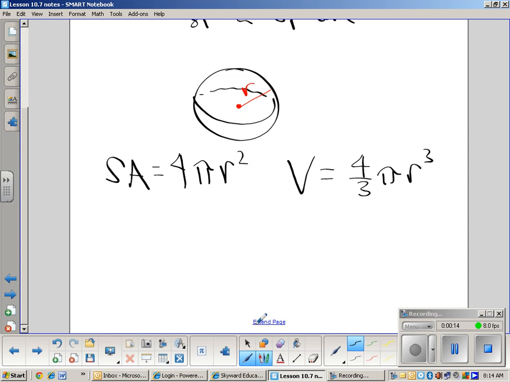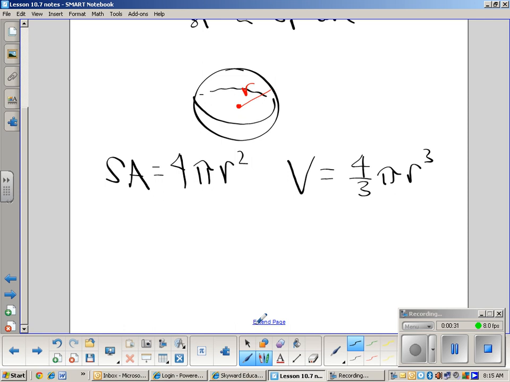Surface area is 4 times pi times r squared. What does pi r squared represent? What about a circle? The area of a circle.